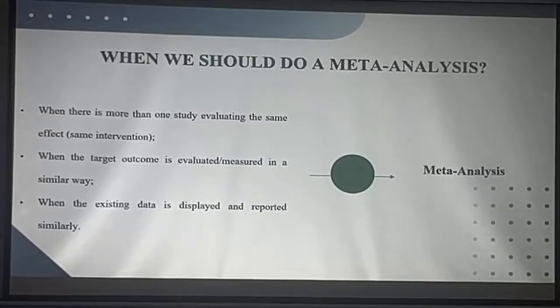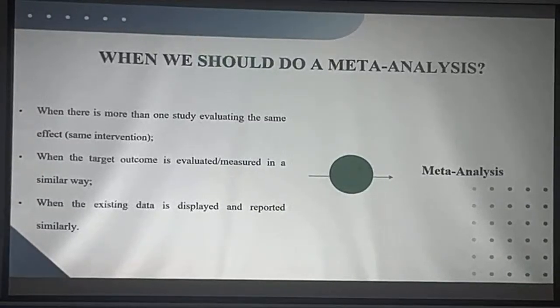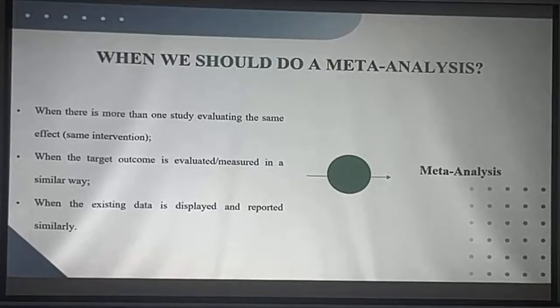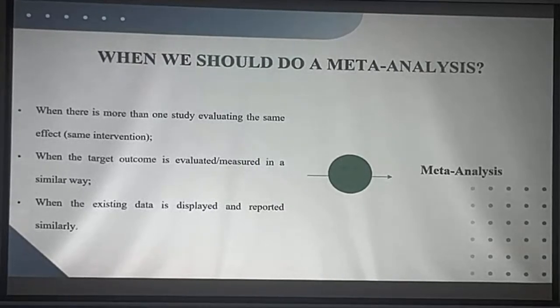So first things first, when should we do a systematic review with a meta-analysis? We should target a few criteria to perform this analysis, and the most important one is that we need to cluster and merge studies that have the same intervention in a systematic way.